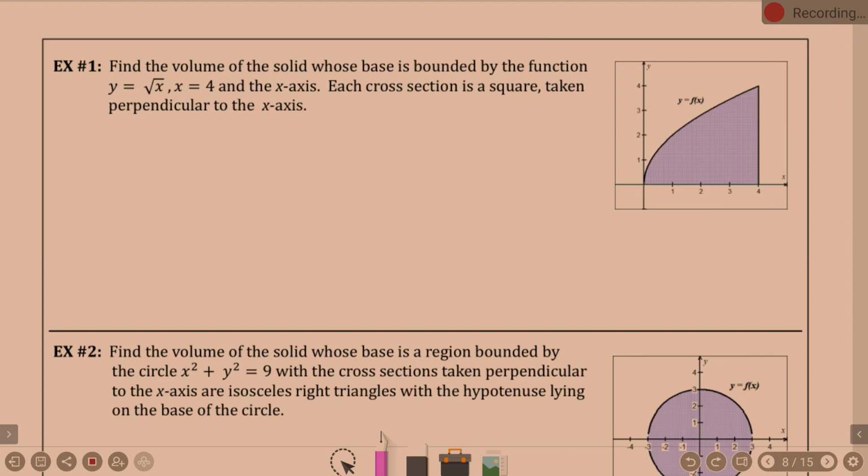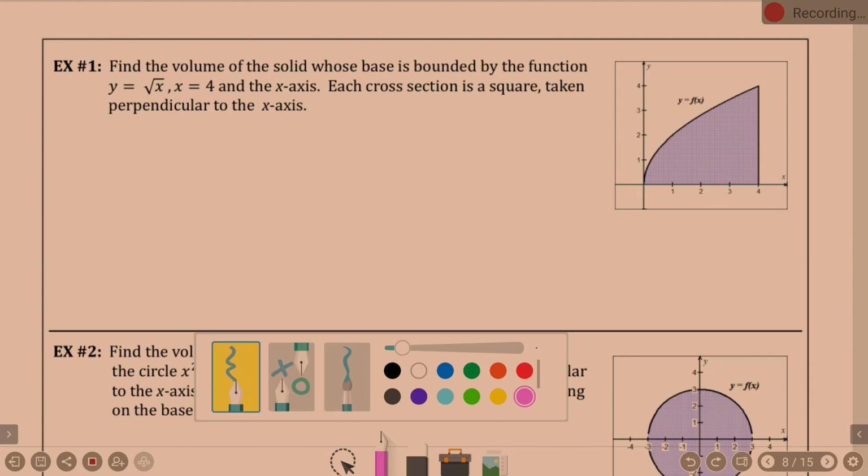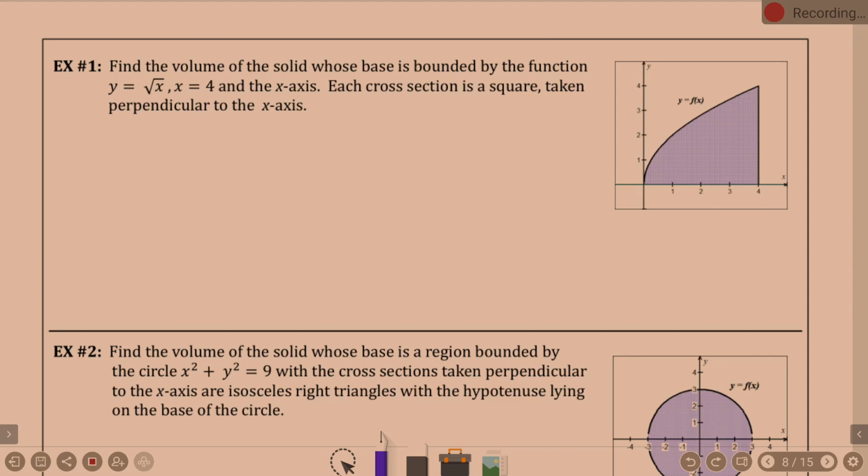Now, this is where my artistic ability is seriously lacking, okay? Sorry. So you guys see y equals square root of x, yes? That's that. It technically keeps going, but they're telling us we're going to cut it off at the line x equals 4, and then the x-axis is your bottom boundary.